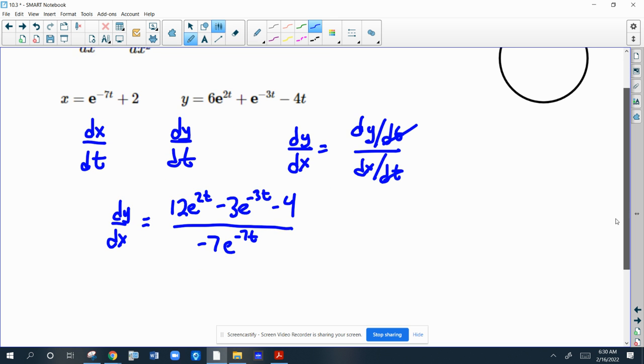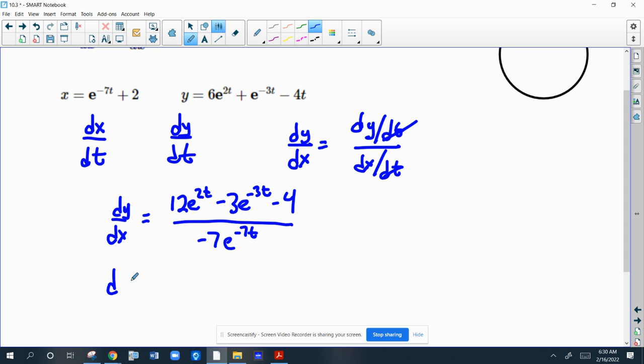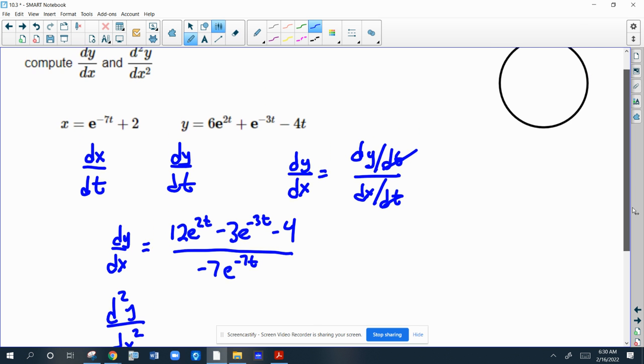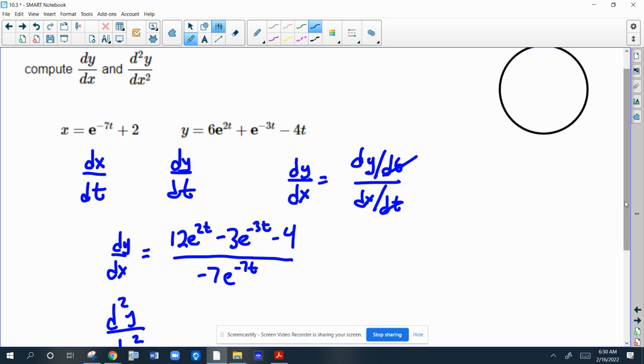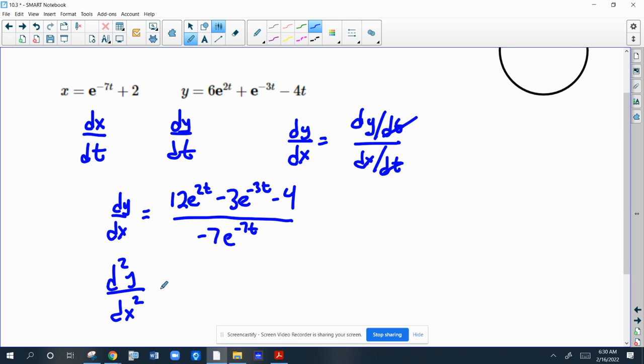The second derivative. Now that's a little bit more confusing. To take the second, third, fourth, fifth derivatives, the denominator, the dx dt, will not change. You basically just take the derivative of your dy dx and put it over the denominator. So I know right away that I'm going to have this denominator of negative 7 e to the negative 7t.